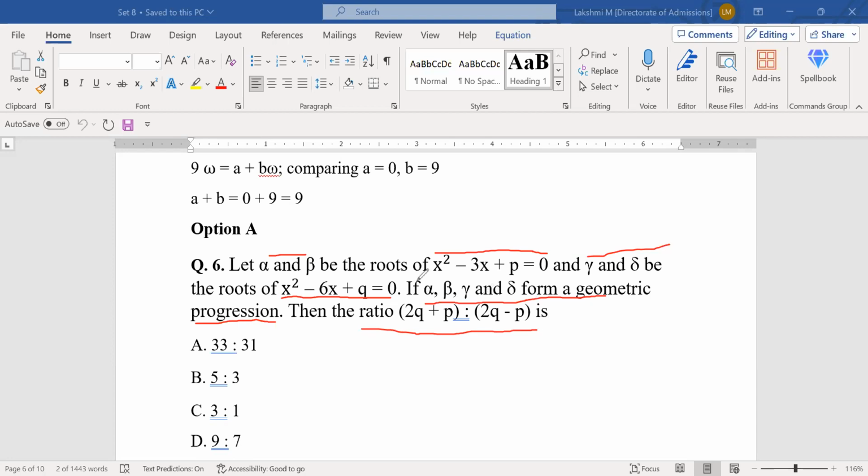So where are p and q actually? In this equation, you could see it is x square minus 3x plus p equal to 0. And here you could see x square minus 6x plus q equal to 0. The question is asking you to find 2q plus p divided by 2q minus p, or the ratio. So I want all of you to start doing the question. It's almost the same way that we have been doing, right?